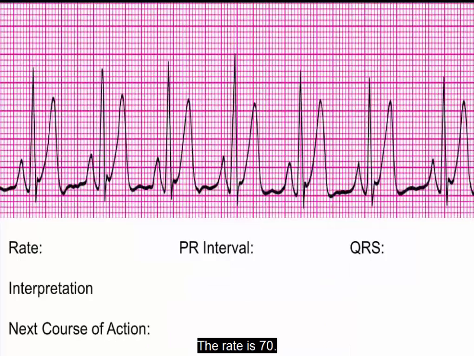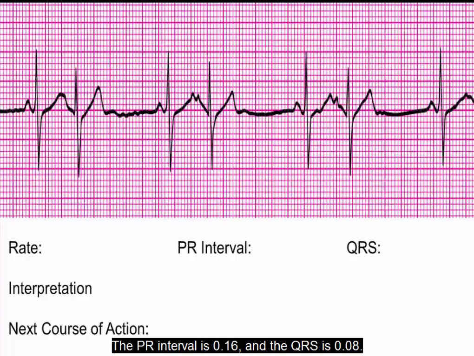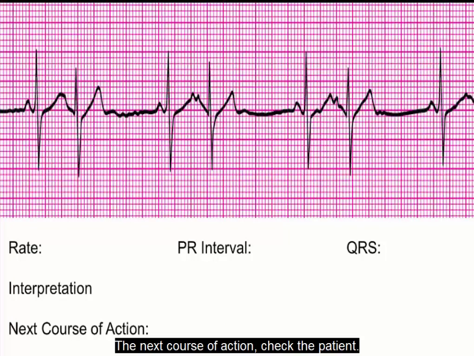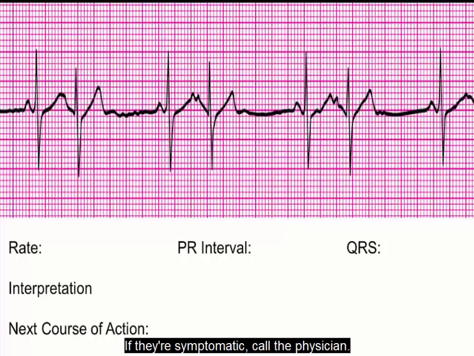The rate is 70. The PR interval is 0.2. The QRS is 0.1. This is sinus rhythm with peaked T waves. The next course of action is to check the patient, vital signs, and check the potassium. The rate is 70. The PR interval is 0.16, and the QRS is 0.08. This is sinus rhythm with frequent premature atrial complexes. The next course of action, check the patient. If they're symptomatic, call the physician.